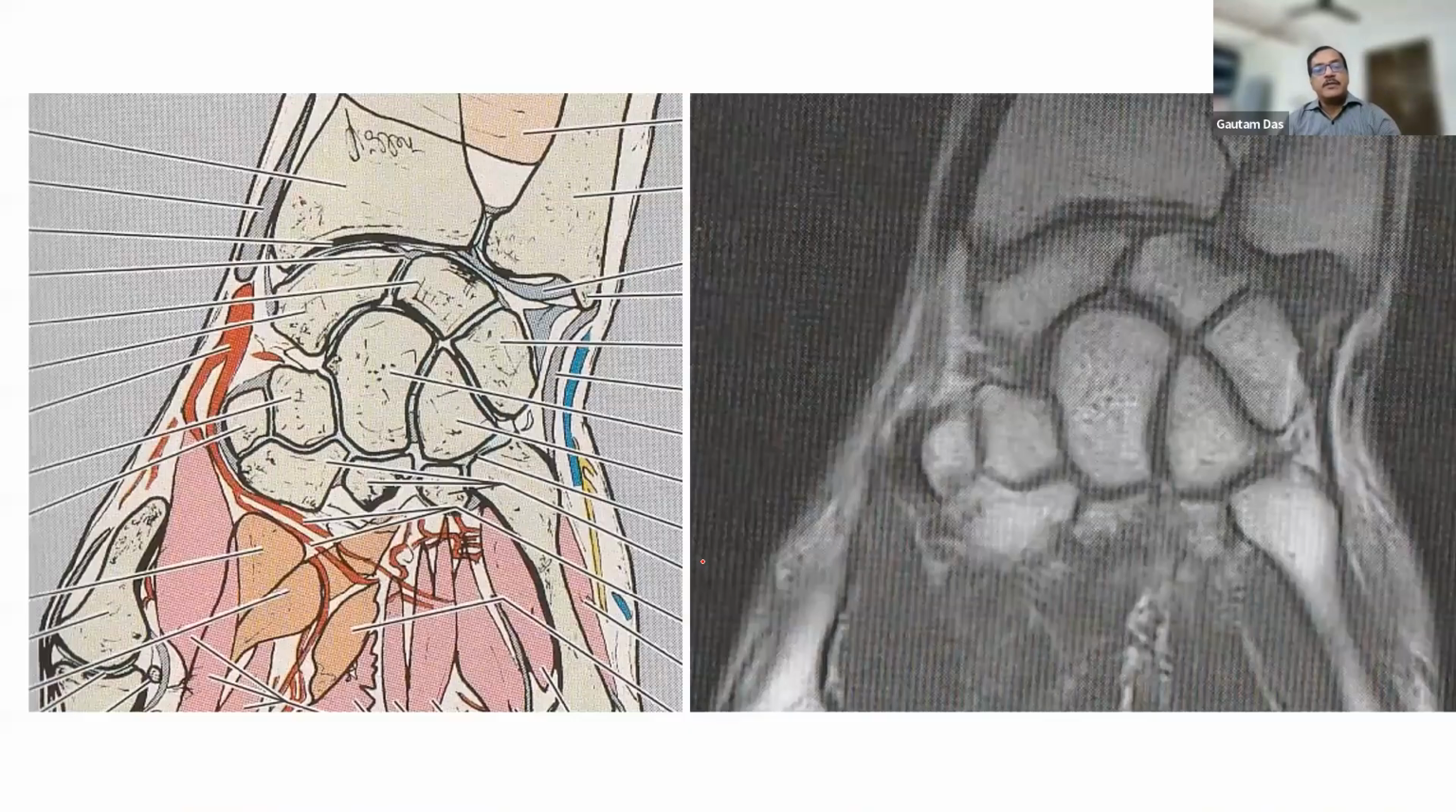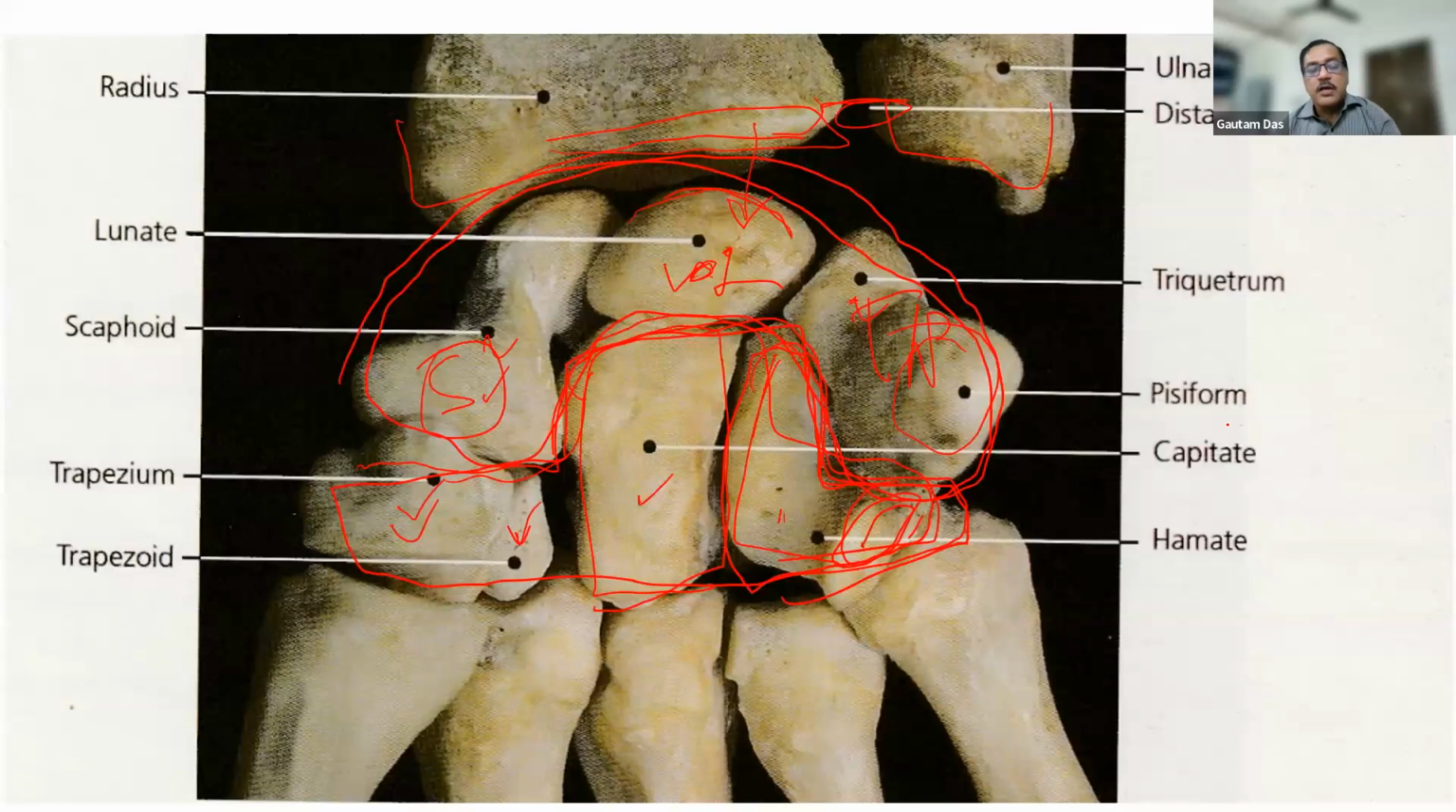And if you are looking at the MRI, you also have to remember the 3 bones: scaphoid, lunate, triquetrum, and pisiform is over there. Then trapezium, trapezoid, capitate, hamate, and the hook of the hamate will be here. And there are other things to remember when we look at the carpal bones.